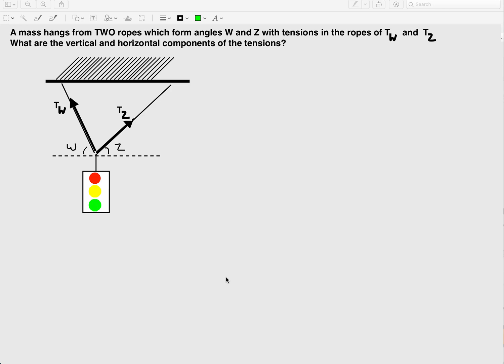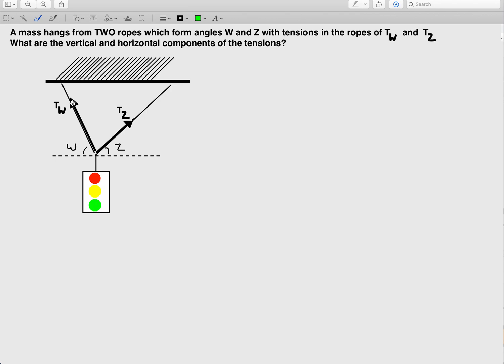Trig physics application. Mass hangs from two ropes that form these angles, W and Z. Right here with the horizontal, there's W, there's Z, and each of these ropes have a tension in them.